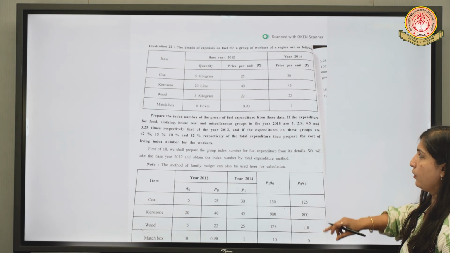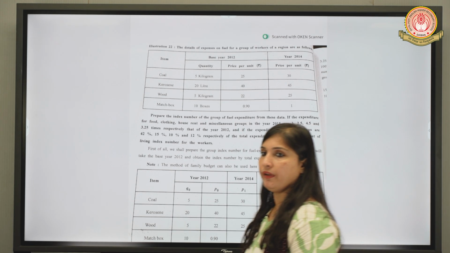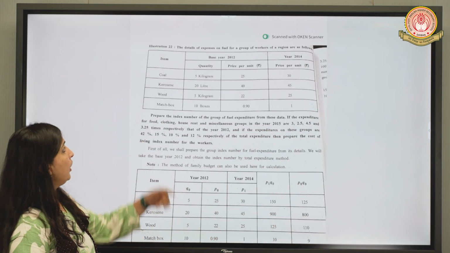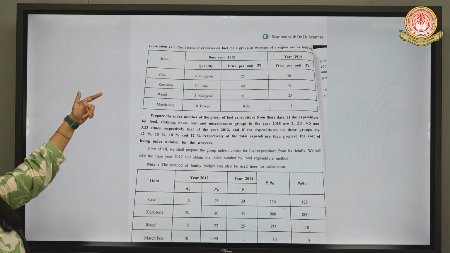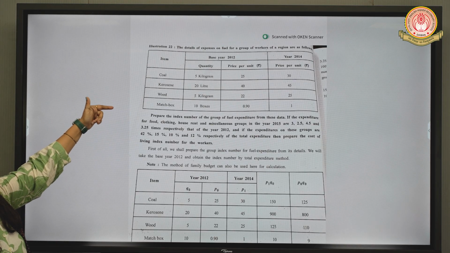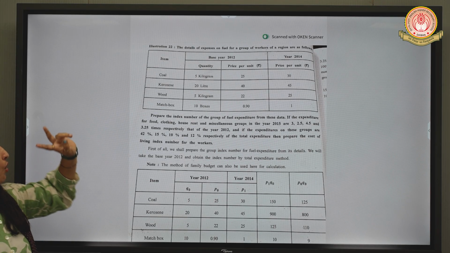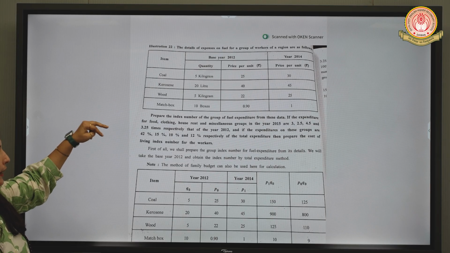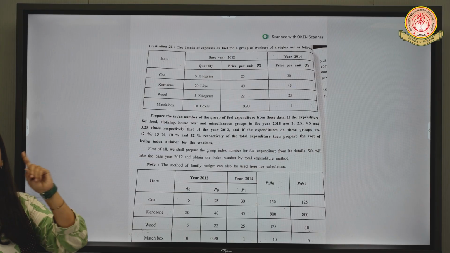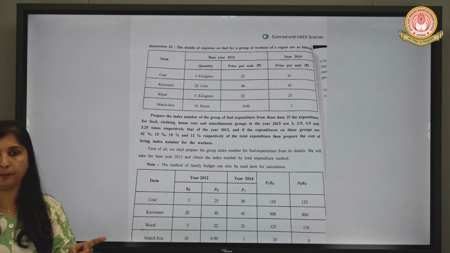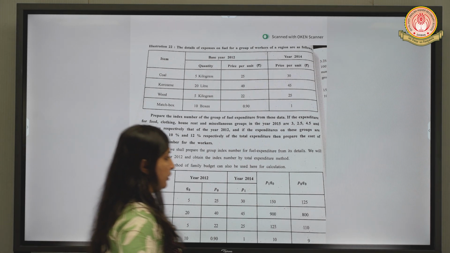Yes, very clear, very good. Now, prepare the index number of the group of fuel expenditure. The various fuel expenditures are given over here. On fuel, the family spends on coal, kerosene, wood and matchbox. These are the fuel expenditure. So on this data, you have to first find the index number of fuel. Once we get the index number of fuel, then we will continue further.